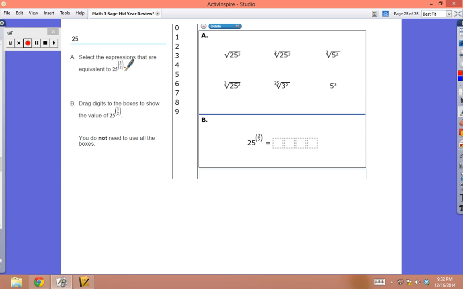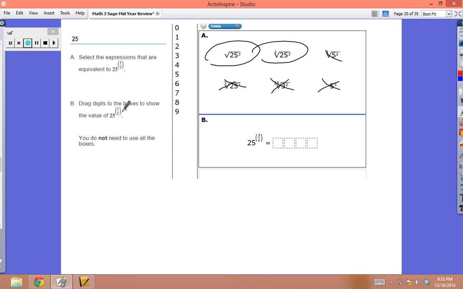25. Let's figure out which ones are equivalent to 25 to the 3/2. This one will be, this one will be, this one will not be, this one will not be, this one will not be, and this one will not be. Okay, B.